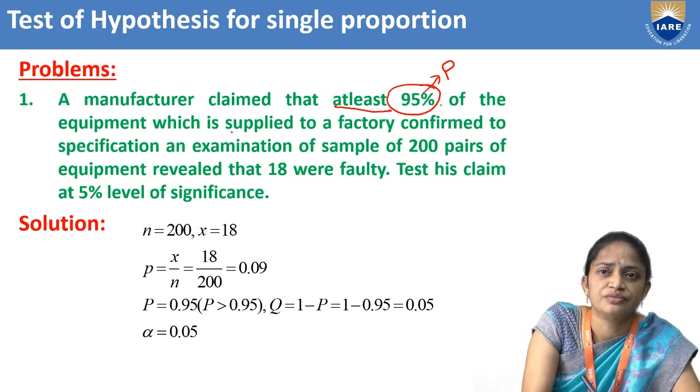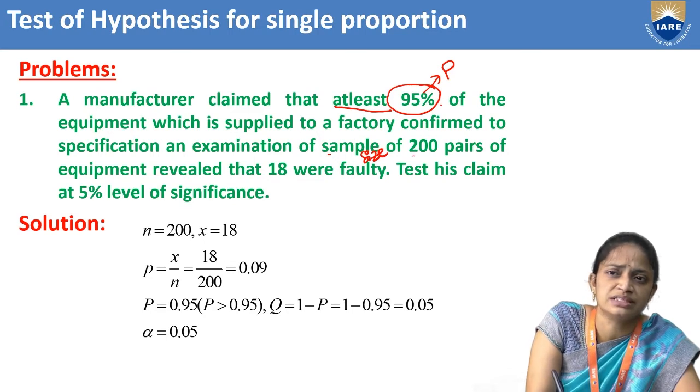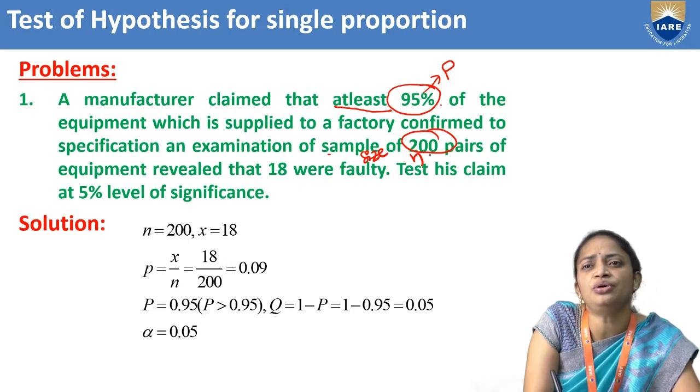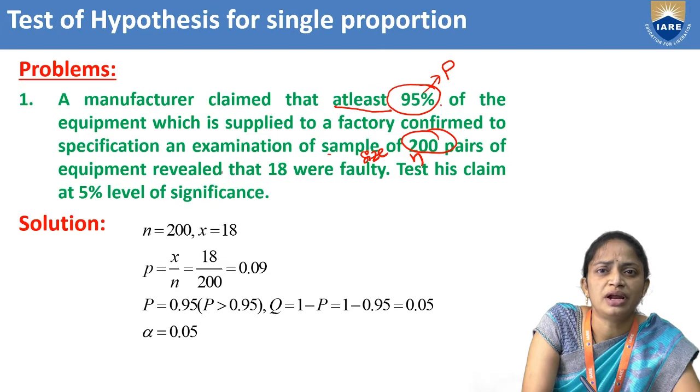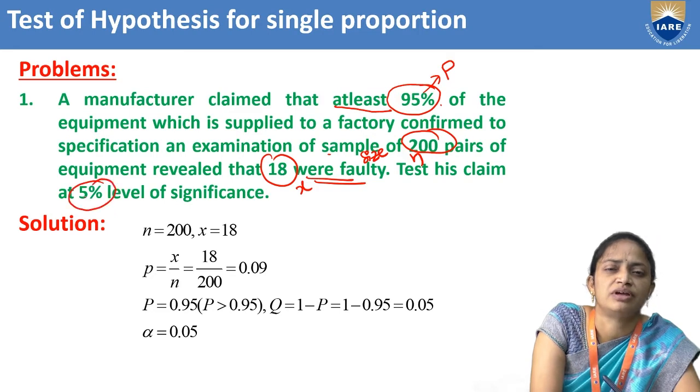So first, which is supplied to a factory conformed to a specification, and an examination of a sample of 200 pairs. So a sample of 200 pairs means that is nothing but sample size of 200 pairs. Sample size is denoted with small n. So here they have given that sample size small n equal to 200. The 200 pairs of equipment revealed that 18 were faulty. So faulty items are nothing but that is X. Okay, so test his claim at 5% level of significance.